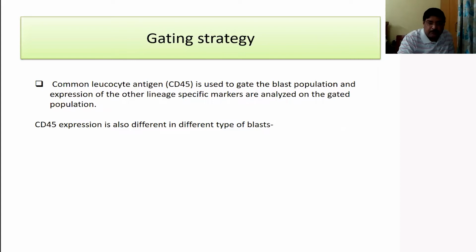Gating strategy is important. Somebody who is well trained in flow cytometry will have their own gating strategies. And in that, you will have CD45 gated events. Everything will be CD45 gated, and then you select your population of interest. Next.